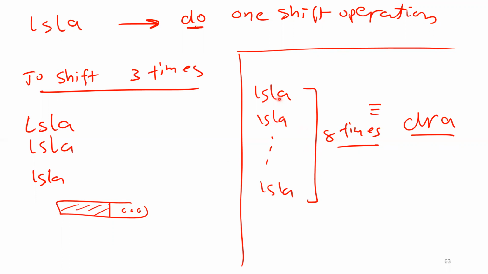Anyway, imagine I'm going to do logic shift left for register A 8 times. What should be in A after that? Every shift is going to insert 0. So after 8 times, I'm going to get 0, 0, 0, 0. Makes sense, right? It's equivalent to clear zero. So register A should be all zeros, okay?